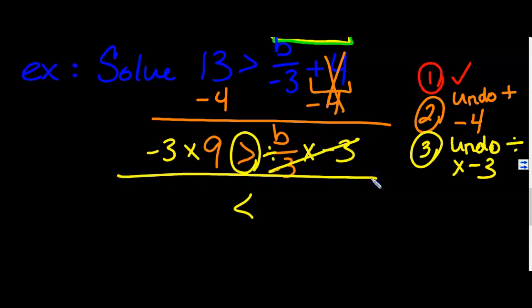So what is left? The 3's cancel. We're left with b on this side. And then negative 3 times 9. That's going to leave us with negative 27. And this is the only way to ensure that the statement will hold true.